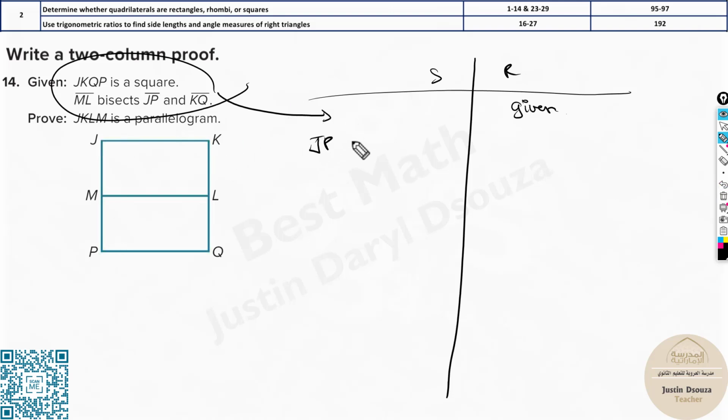JP is congruent to KQ. Why? Because sides of a square are congruent. You don't need to write opposite sides. They have told us it's a square, so all sides are congruent. Now what next? I know this ML line is bisecting JP and KQ. So I can write JM is equal to MP and KL is equal to LQ.